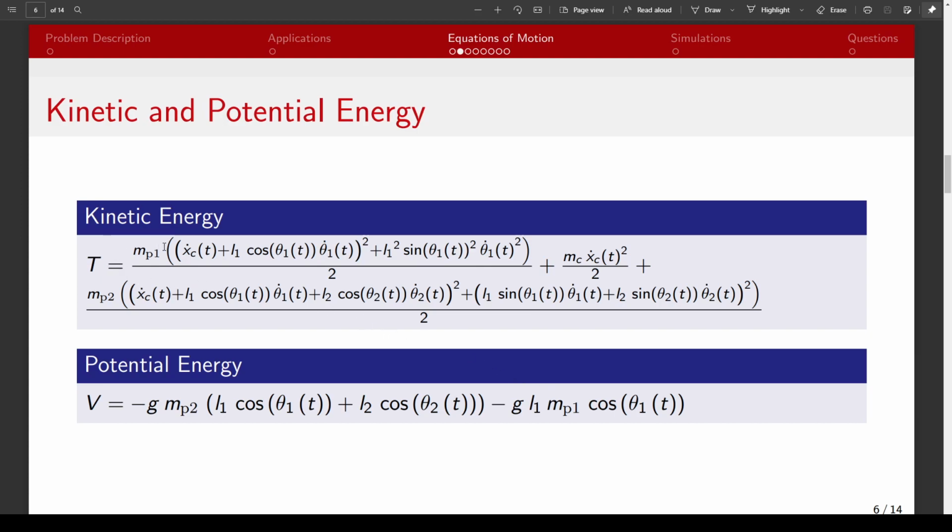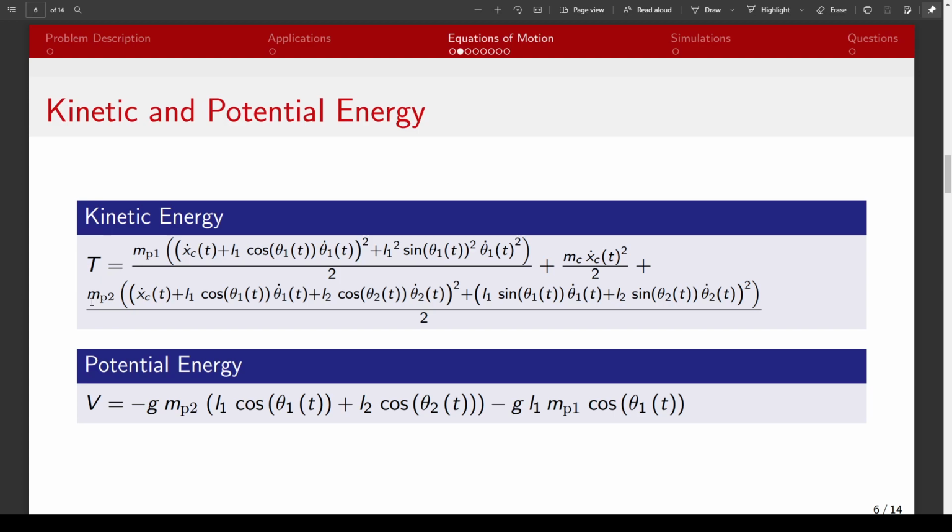So the kinetic energy, using our velocities that we were just looking at on the previous slide, the kinetic energy of the cart is relatively simple. Mass times velocity squared over 2. And this is the kinetic energy of the first pendulum. And you can see we have mass times velocity squared over 2. The velocity is a bit more complicated. Here we have the vertical velocity, and here we have the horizontal velocity. And you can see we have the velocity relative to the cart and the velocity of the cart.